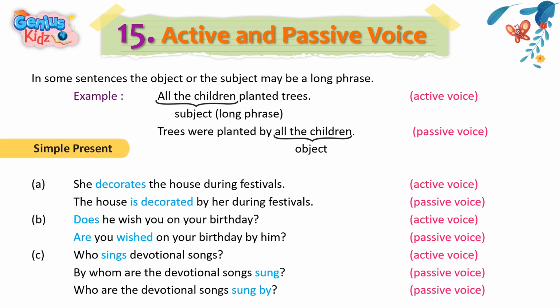Simple present. A. She decorates the house during festivals. Active voice. The house is decorated by her during festivals. Passive voice. B. Does he wish you on your birthday? Active voice. Are you wished on your birthday by him? Passive voice. C. Who sings devotional songs? Active voice. By whom are the devotional songs sung? Passive voice. Who are the devotional songs sung by? Passive voice.